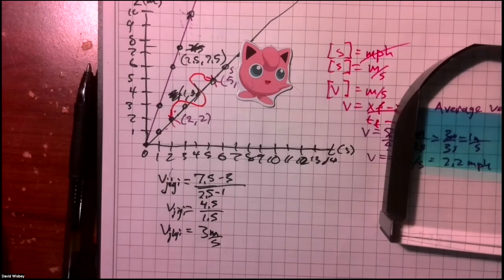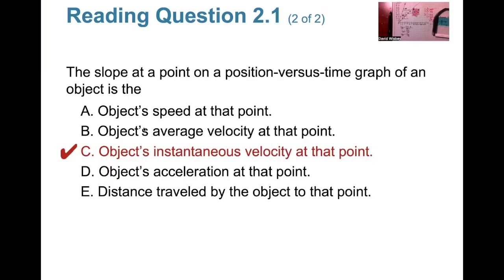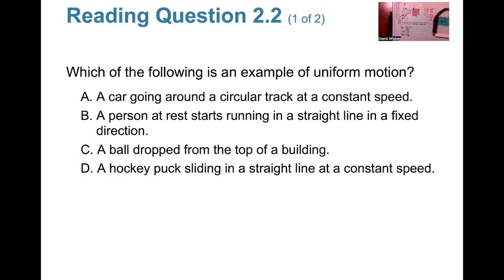Is the object's average velocity at that point? Instantaneous velocity at that point. Okay, that's true. It's the slope at a point on a position graph. If we could just find one point, that would be the instantaneous velocity. Oh, wait, I'm not sharing my screen anymore. Okay, so here's the right answer: the object's instantaneous velocity at that point.